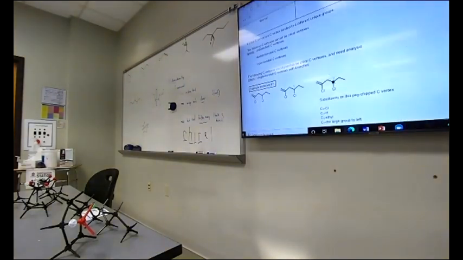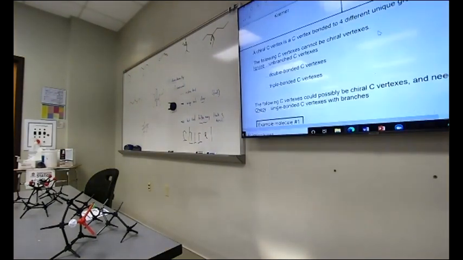So we're heading this handout. I made this today: a chiral carbon vertex. I said vertex on purpose. You will never have a chiral atom which is an endpoint. This is the second thing that goes in the toolbox for chapter 5, identifying whether or not a vertex is chiral. This is the definition: a chiral carbon vertex is a carbon vertex bonded to 4 different unique groups. Maybe one is bonded to a chlorine, an OH, an n-propyl, and an H. 1, 2, 3, 4 different groups.